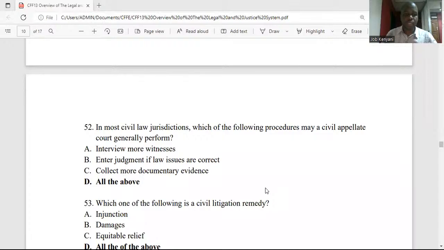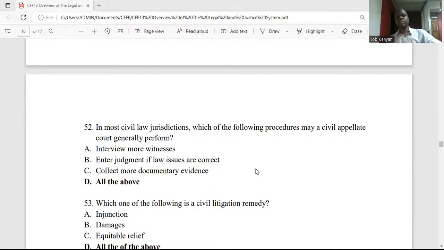Then there is question number 52. In most civil law jurisdictions, which of the following procedures may a civil appellate court generally perform? Interview more witnesses, enter judgment if law issues are correct, collect more documentary evidence.